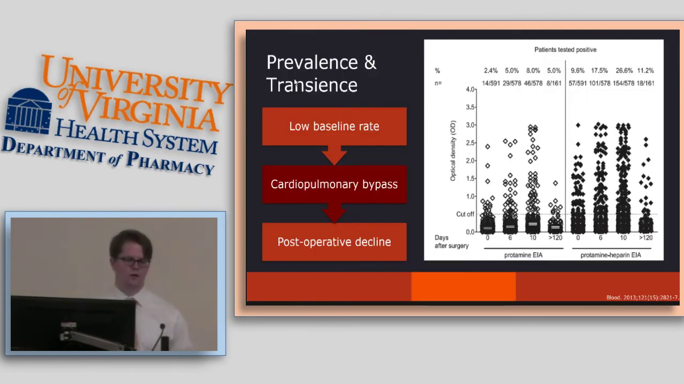Over here on the chart on the right, we can see that at baseline, there's relatively low rates of these antibodies, particularly the protamine alone. However, following exposure to protamine after a cardiopulmonary bypass, we can see this rate increase roughly about fourfold. Following this rise in antibodies amongst our patients, we then see the amount of patients that test positive trail off, and then at about 4 months later, it's roughly back to that baseline rate.